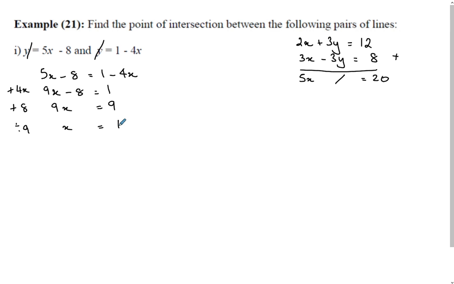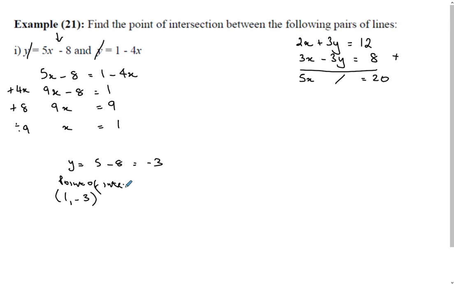1. Okay? And then we go stick it in there to find what our y is. So y will be 5x, so 5 times 1 is 5 minus 8, which is minus 3. Okay, so you can tell your point of intersection is (1, -3). Yeah, all right, point of intersection.